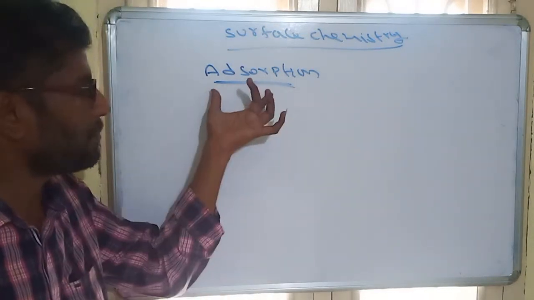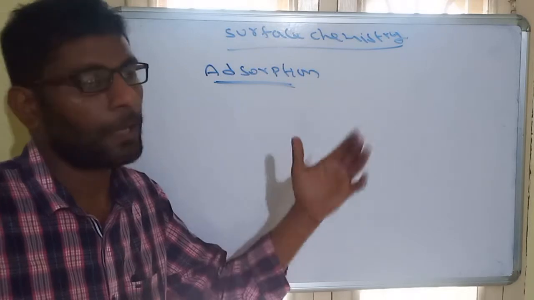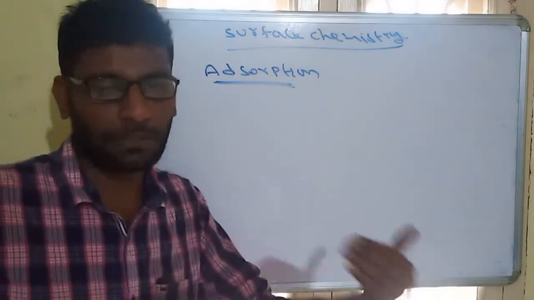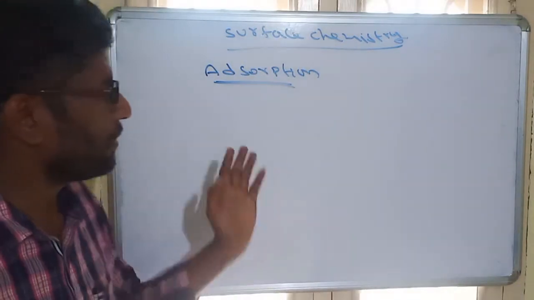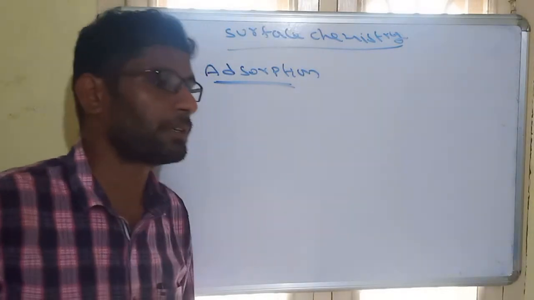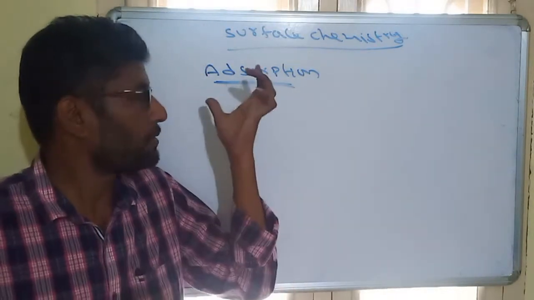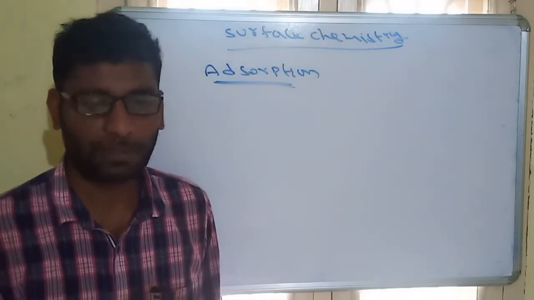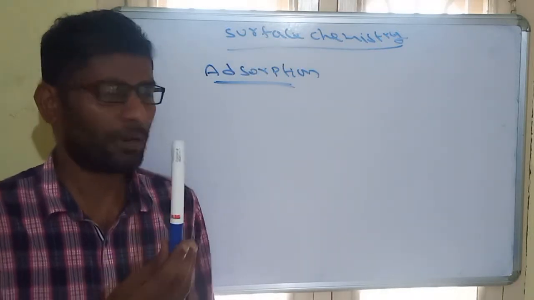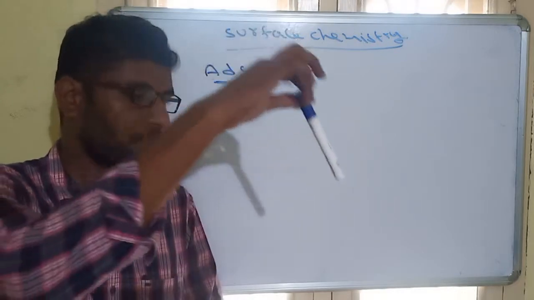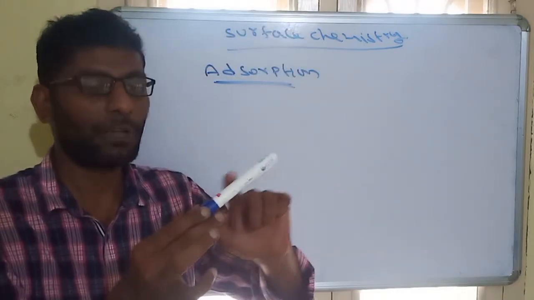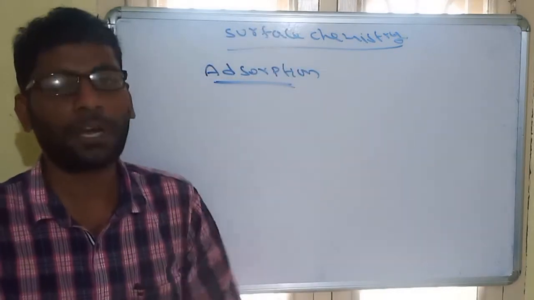So what does adsorption mean? Adsorption is the occupying or accumulation of particles on the surface of the substrate. So when particles are occupying on the surface of substrates, the process is called adsorption. Suppose we take a pen or whatever. When we place it in water, the water particles will be occupying the surface. The process is called adsorption.